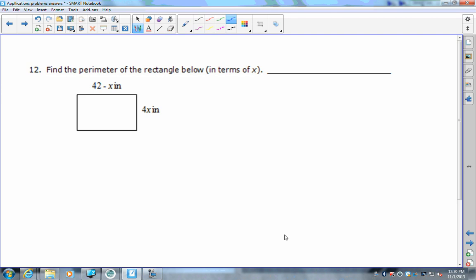Number 12. We'll look at number 12, and in the wording of the problem, what is different from the other ones? It's a rectangle. No. What's in parentheses? In terms of X. This is going to tell you that your answer is an expression, meaning that all we're going to do is put the X's together and the numbers together. You're going to miss this on the test. There's no equal sign because it doesn't tell us what the perimeter equals.